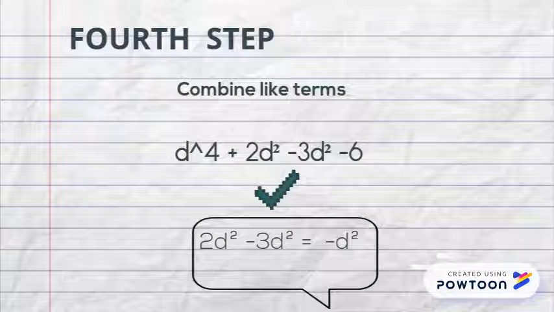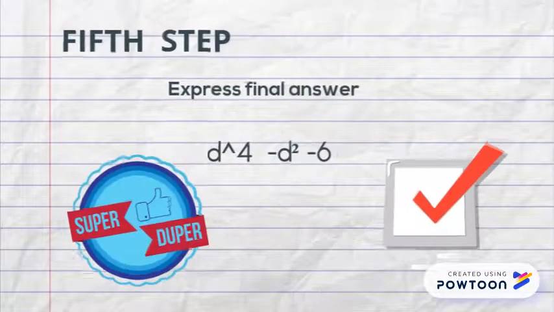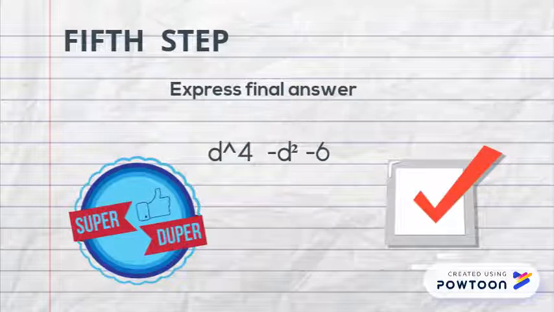No other terms can be simplified and combined together. Now we express our final answer with terms arranged from left to right, the first term being the one having the highest exponent. In this case, our final answer would be d to the fourth power minus d squared minus 6.